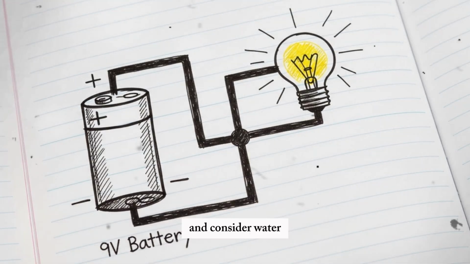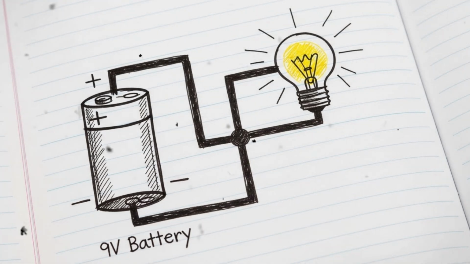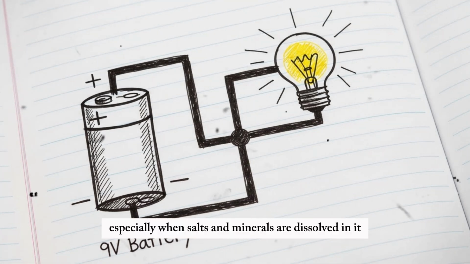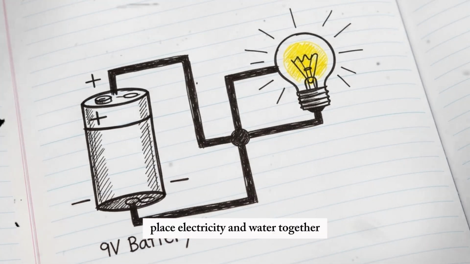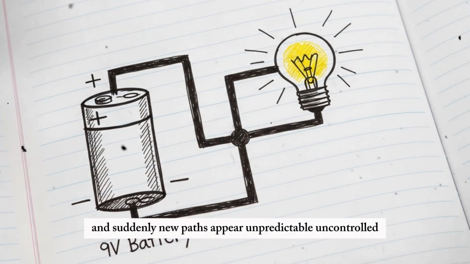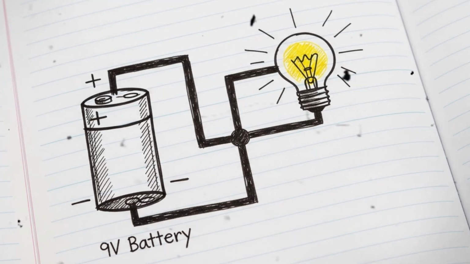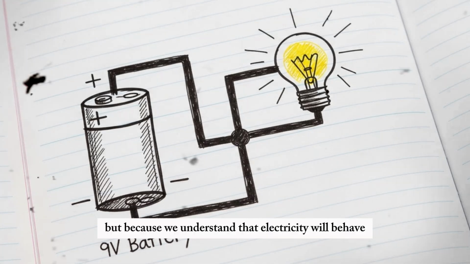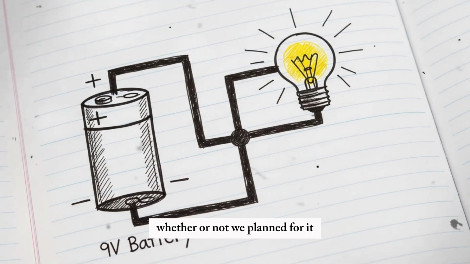And consider water. Water is often a better conductor than people realize, especially when salts and minerals are dissolved in it. Place electricity and water together, and suddenly new paths appear, unpredictable, uncontrolled. That's why we stay cautious around wet environments. Not because we live in fear, but because we understand that electricity will behave exactly as it always does, whether or not we plan for it.